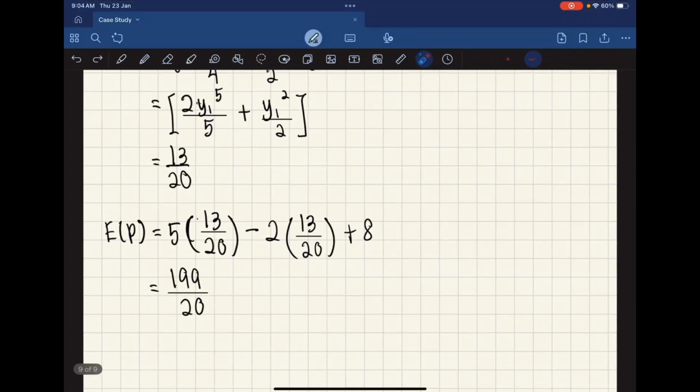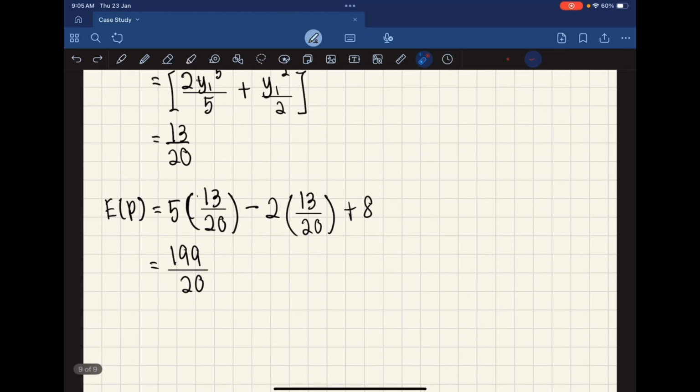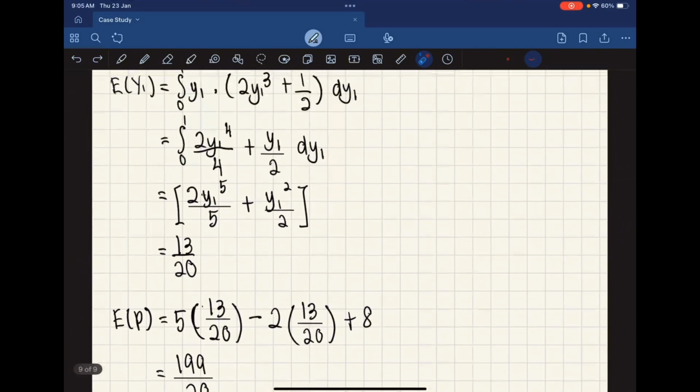And then the last is we just calculate the E of P. So E of P equal to 5 times 13 over 20 minus 2 times 13 over 20 plus 8, and then we get the final answer, which is 199 over 20. So that's all for the question 2. Thank you.